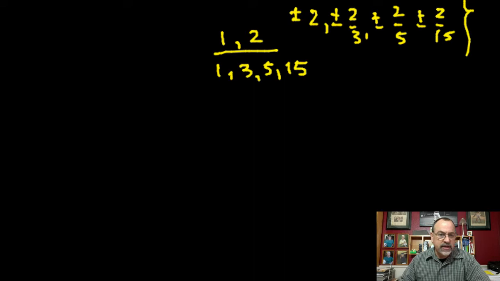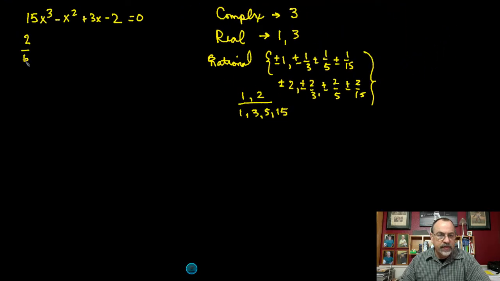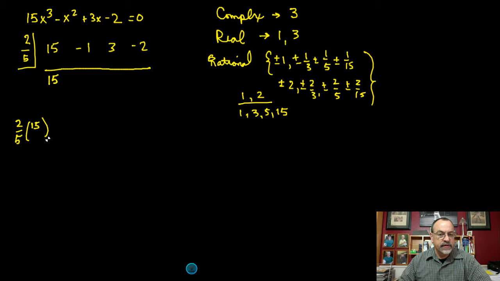So I'm going to synthetically divide by 2/5 and confirm that that is my zero. I list my coefficients: 15, x squared, and then -2. So 3, 2, 1, and then 0, and I'm going to do this multiplication. We'll bring down the 15, and then we'll multiply. So that reduces with that.